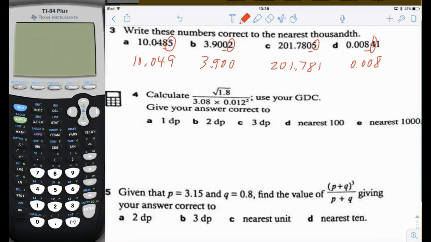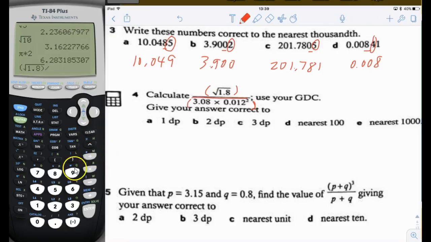Alright, calculate square root of 1.8 divided by 3.08 times 0.012 squared. Use your GDC. Okay, so use your graphical display calculator. When you put this in your calculator, look at this horizontal fraction line. That means that both the numerator and the denominator are in parentheses. And that's a good habit to get into. If you don't want to think too much, always put your numerator and denominator in parentheses when you have a horizontal fraction line like that.